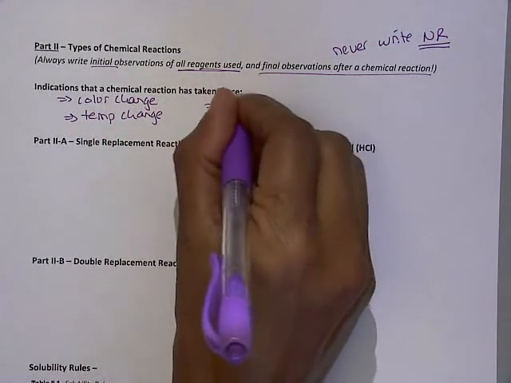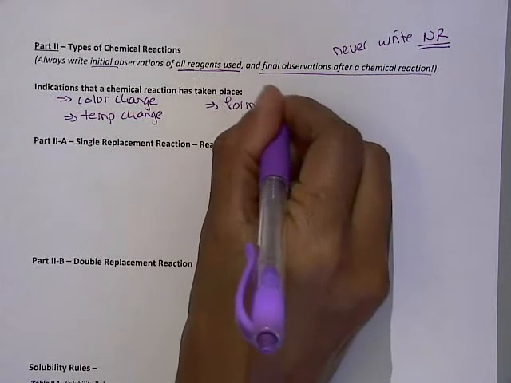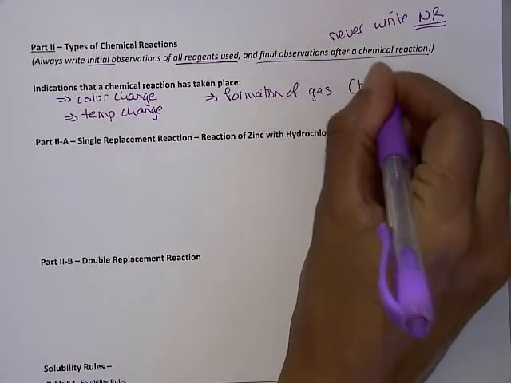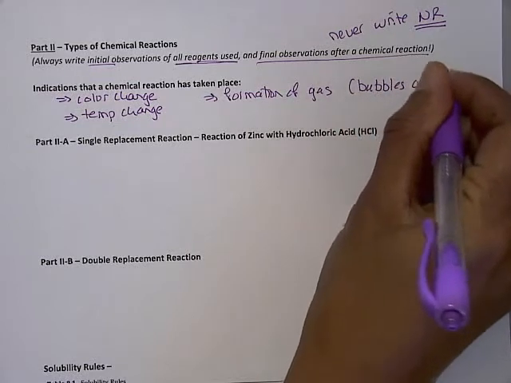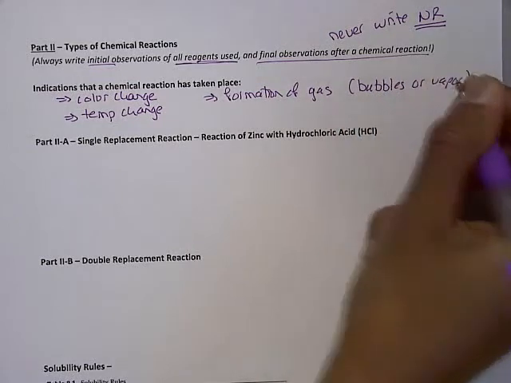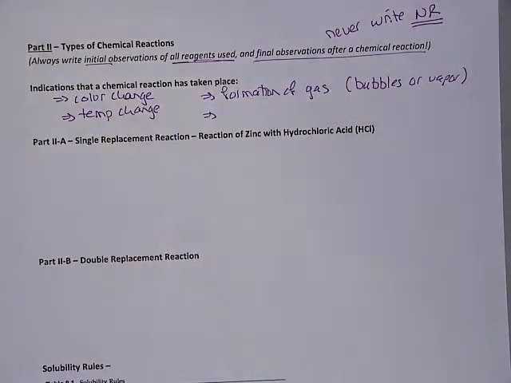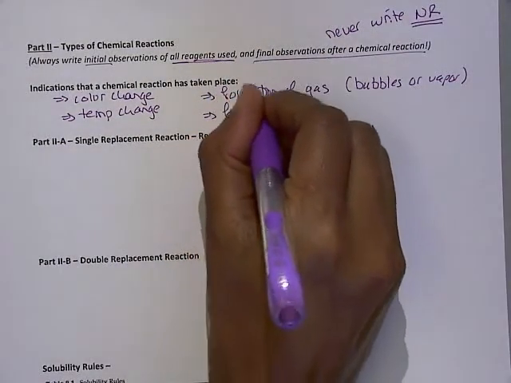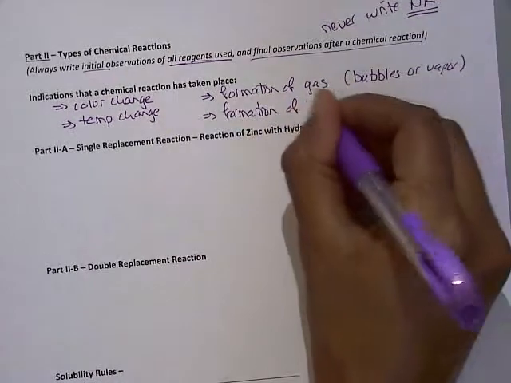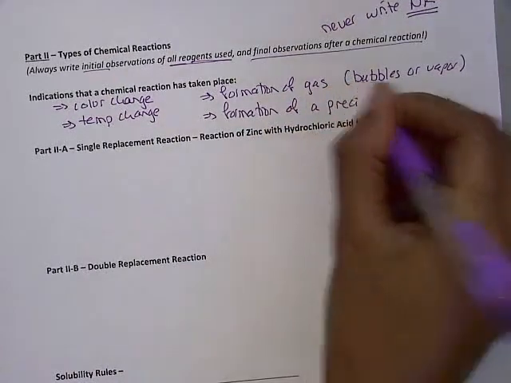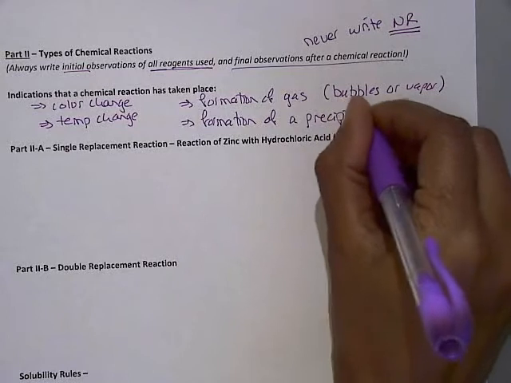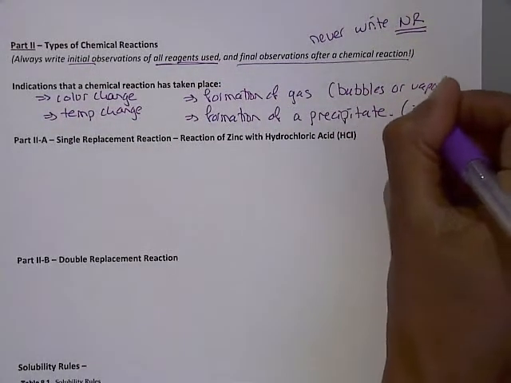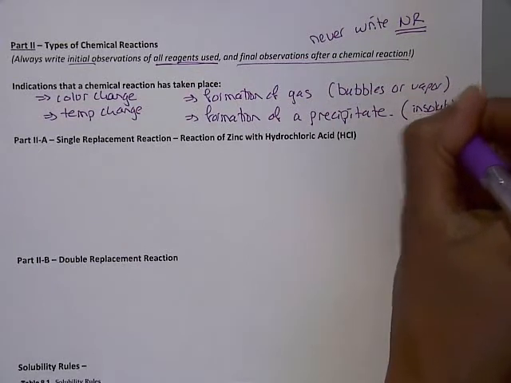Did a gas form? So formation of gas. This could occur either as bubbles or vapors on the side of your test tube walls. Another example of an indication of a chemical reaction is formation of a precipitate, which you've seen quite a bit a few labs ago. So formation in experiment 2, formation of a precipitate. Remember, a precipitate is an insoluble solid.